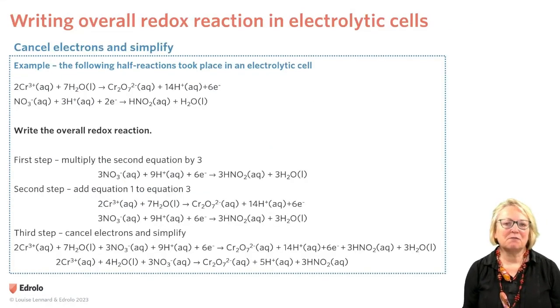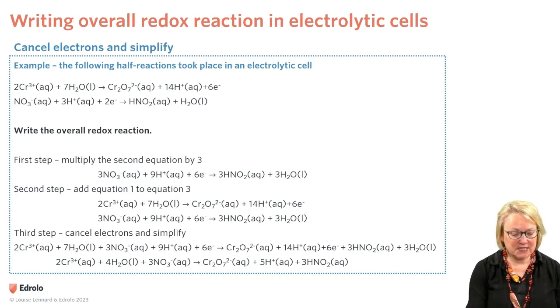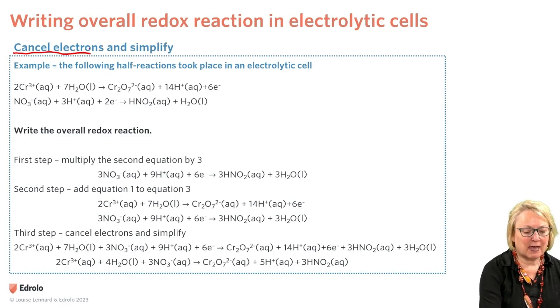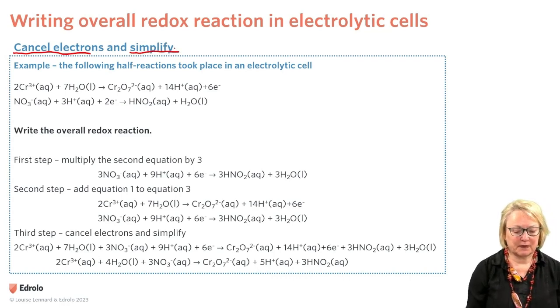Okay, so we've balanced overall redox reactions before when we looked at galvanic cells and fuel cells. We use a similar process when we're balancing overall redox reactions in electrolytic cells. What we want to do is cancel the electrons, and also we want to simplify.